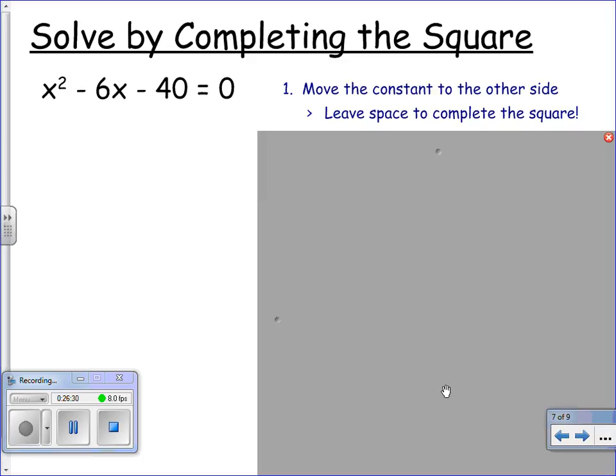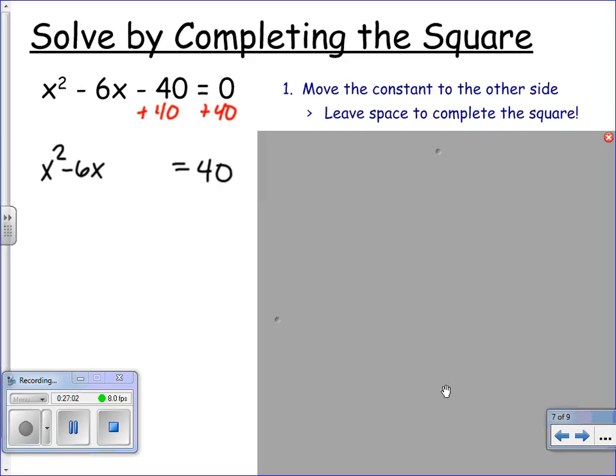Now you probably don't have to write the steps off to the side. These are just my shortened steps. So we're following the same steps as we were before. We're going to move the constant to the other side, and we're going to leave space to complete the square. So I've got to move the 40. I'm going to add 40 to both sides. I'm going to get x squared minus 6x, leave some space, equals a positive 40.